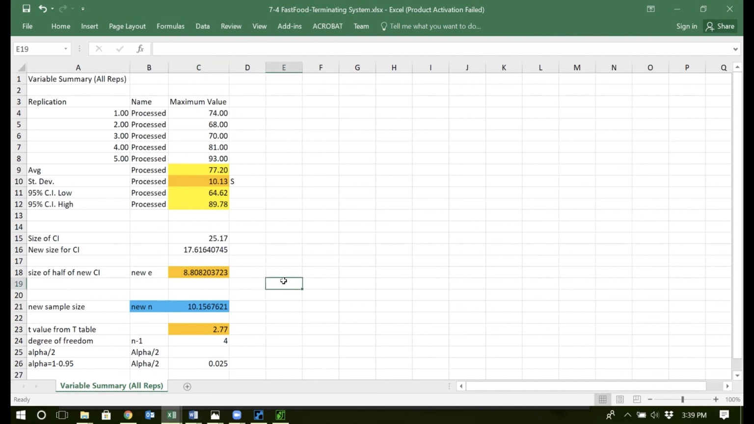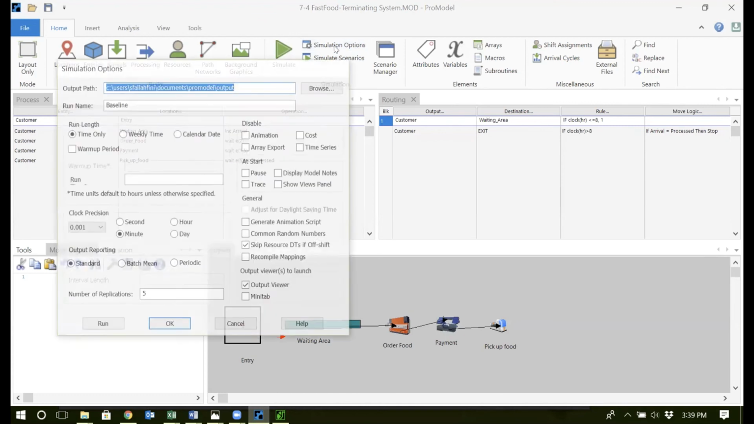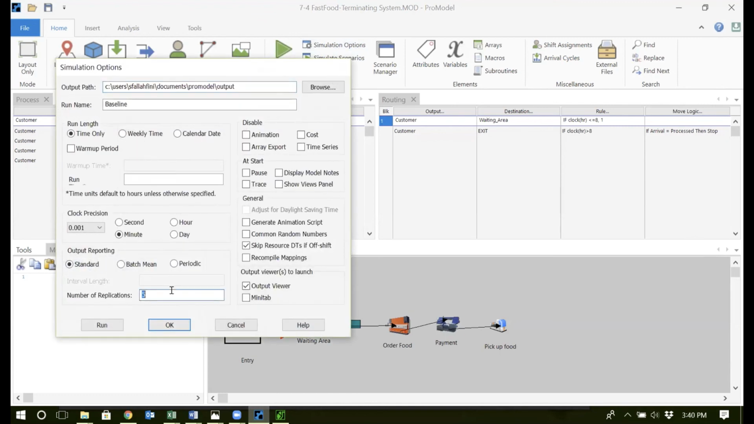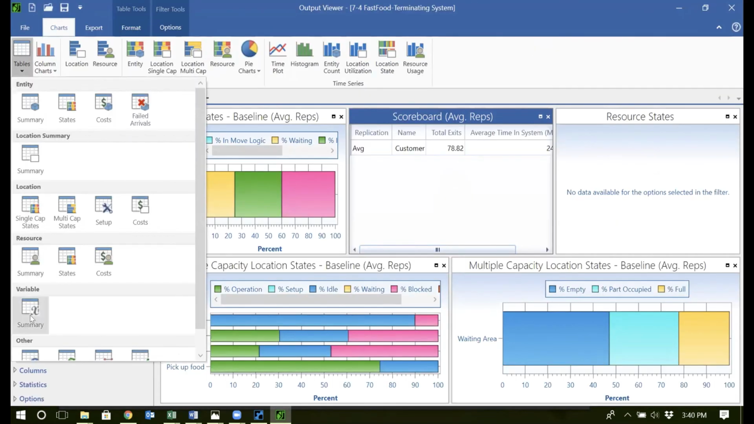So now let's go back to our simulation model and run the simulation for 11 replications and see what we get for the average number of people that were served in the restaurant and the new confidence interval. Go to simulation options, change number of replications to 11, run.